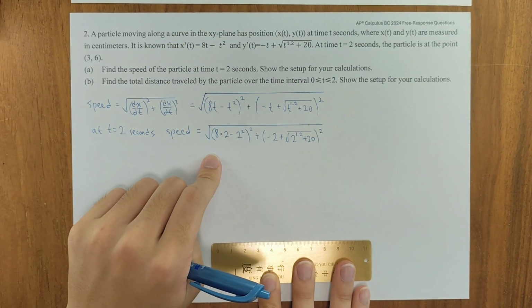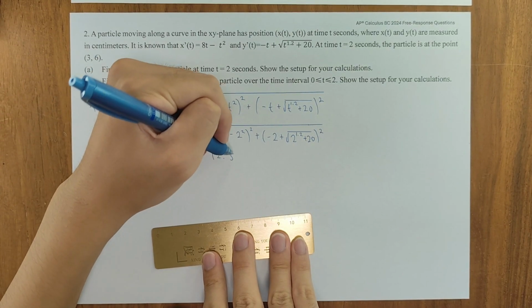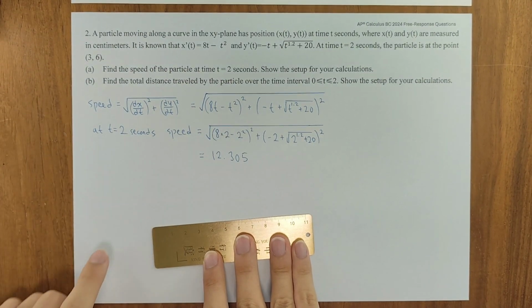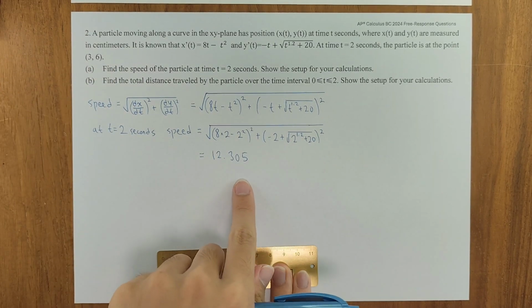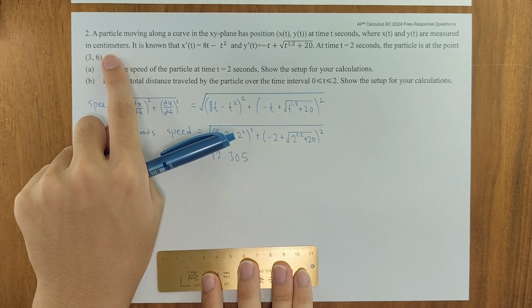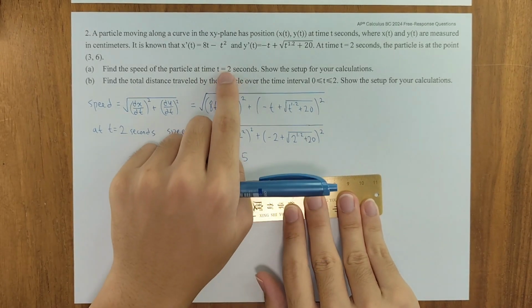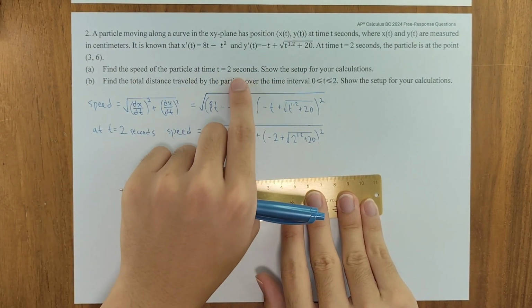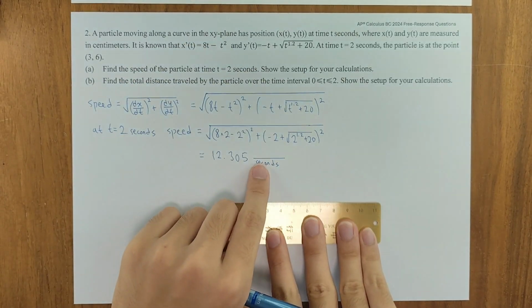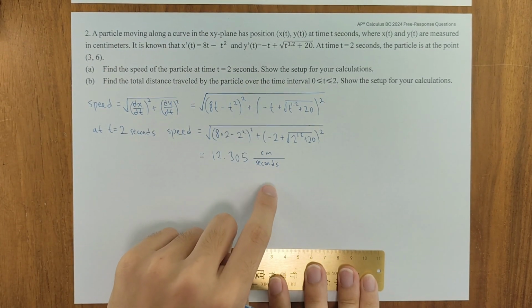Okay, and using a calculator we can find that the value is 12.305. And there are units here, so the speed is in centimeters per second. t equals 2 seconds, so the time unit is seconds. The distance unit is centimeters, so it's cm per second.